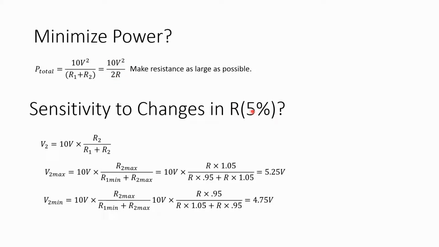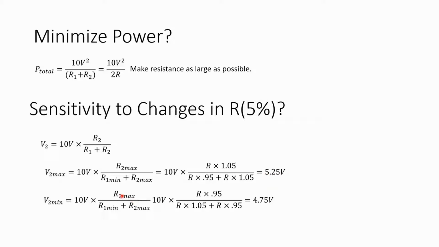Sensitivity to changes in R, like what if they're 5%? Here's my voltage division equation. What if R2 is as big as it can be, guaranteed? What if R1 is as small as it can be, guaranteed? That voltage will climb to 5.25.